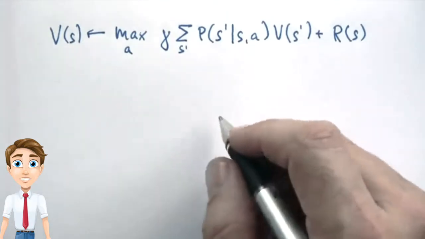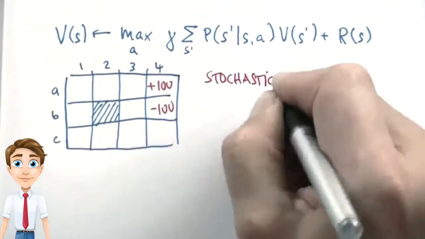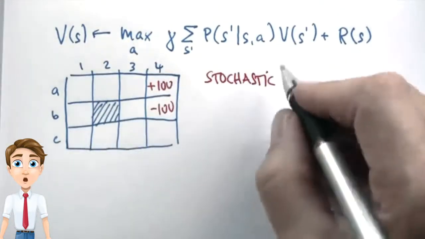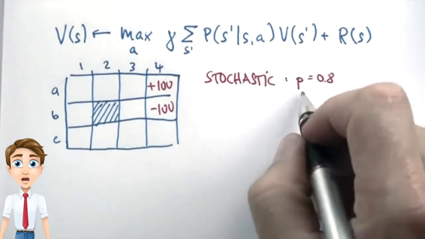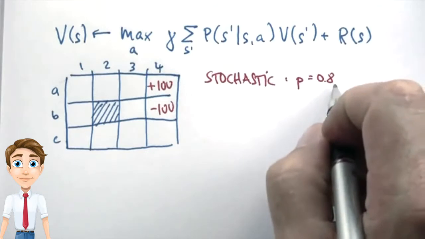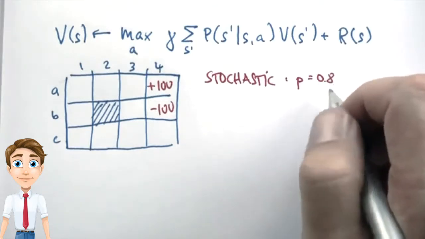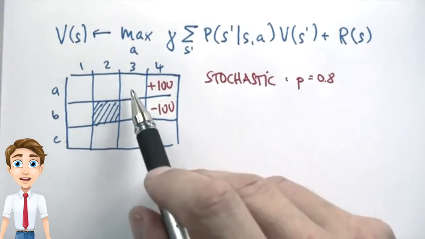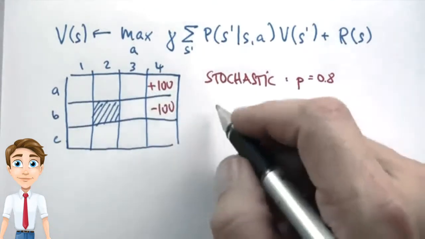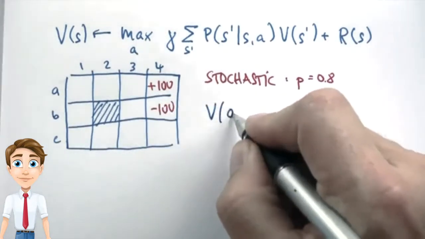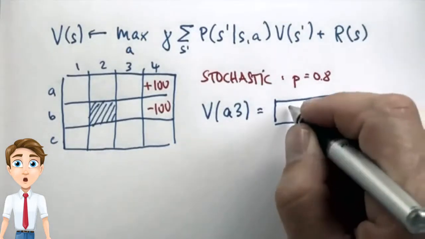Let me ask the same question for the stochastic case. So we have the same world as before, and actions have stochastic outcomes. With probability 0.8, we get the action we commanded, otherwise we get left or right. And assuming that the initial values are all 0, calculate for me for a single backup the value of A3. And this should look familiar from the previous material.